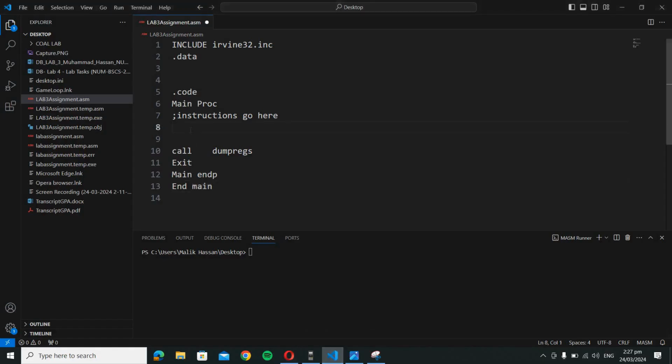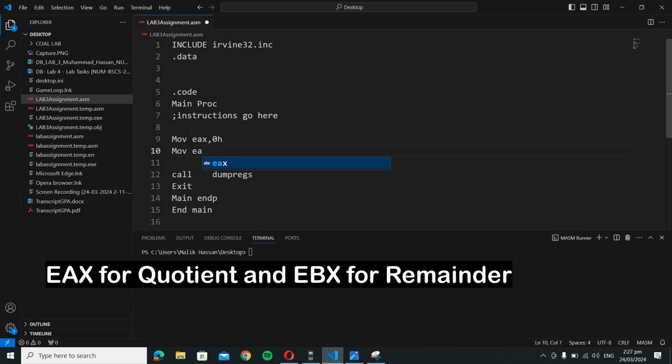Here is some boilerplate template. First of all, we use the MOV command, and we have to move to EAX. First of all, we move 0 to our register 1. Similarly, we will use the second register for the remainder. So we also move 0 to EBX.